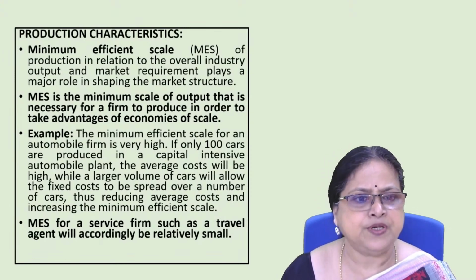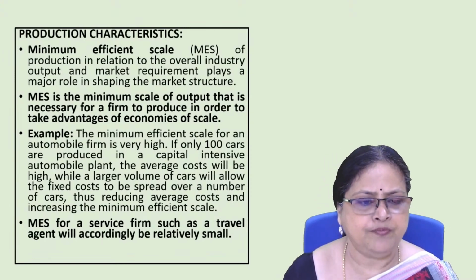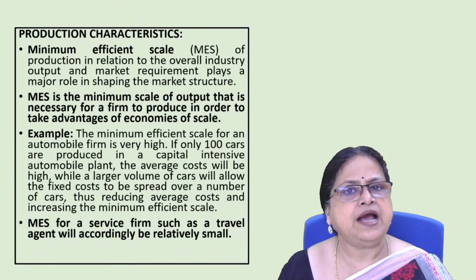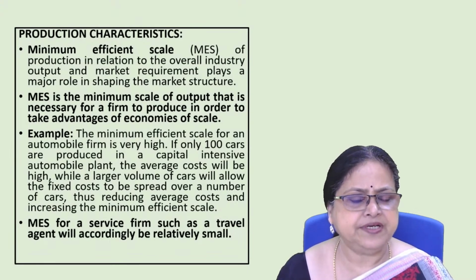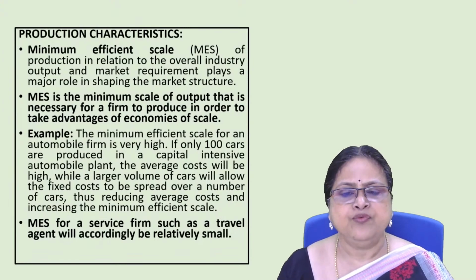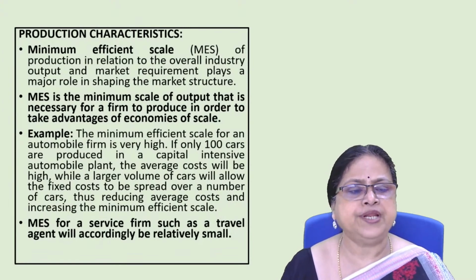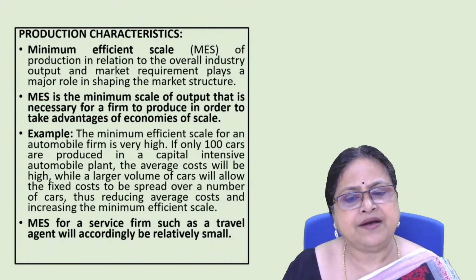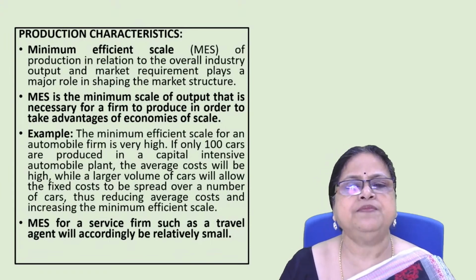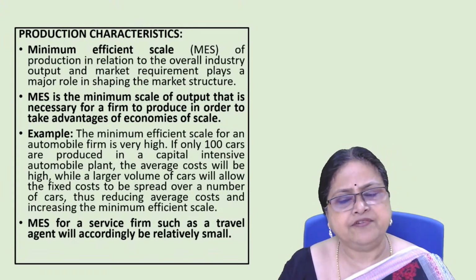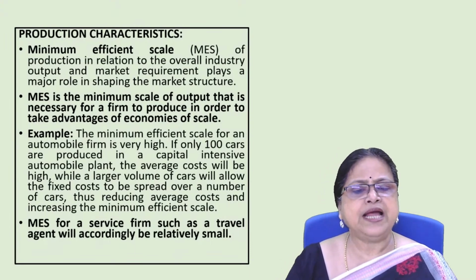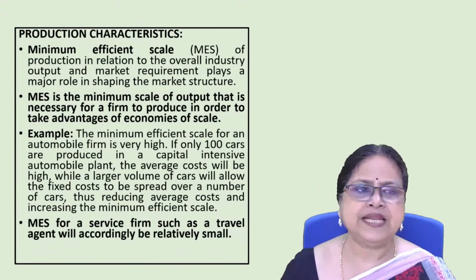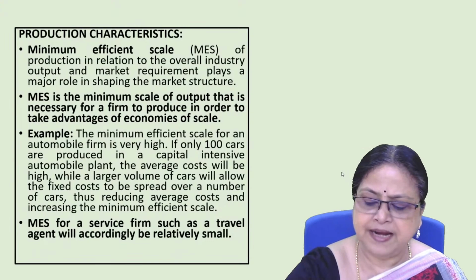If only 100 cars are produced, suppose, in a capital-intensive automobile plant, where more capital is used, the average cost will be very high. A larger volume of cars will allow the fixed cost to be spread over a number of cars. You already know about fixed cost and variable cost, thus reducing average costs and increasing the minimum efficient scale. So MES for a service firm such as a travel agent will accordingly be relatively small. So minimum efficient scale also plays an important role in shaping the market structure.